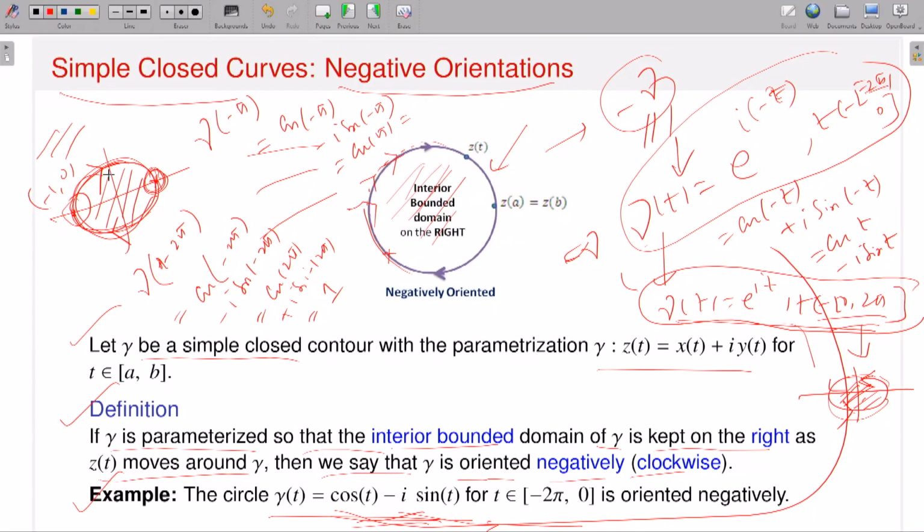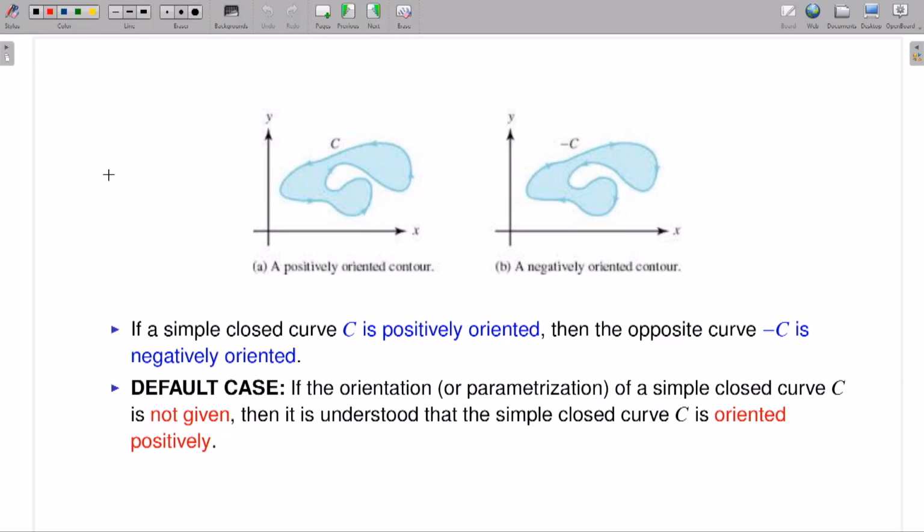So that means if C has a positive orientation, minus of C will have a negative orientation. That is exactly what is going on. So gamma of t will have a positive orientation, and minus gamma, which is nothing but this one, will have a negative orientation. Okay, so that's what it is. These are some observations.